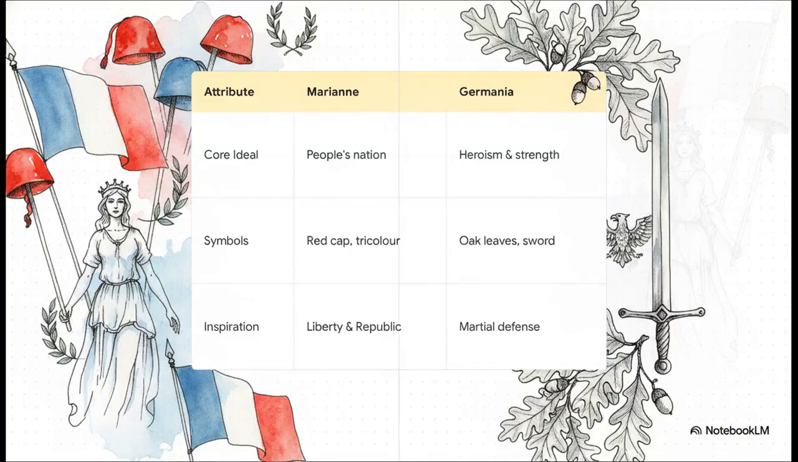When we put Marianne and Germania side by side like this, the contrast is kind of wild. France's core ideal was the people's nation, rooted in liberty and the republic, and you see that symbolized by the red cap. Germany's core ideal, on the other hand, was heroism and strength, rooted in martial defense, which is perfectly symbolized by those oak leaves and the armor. It's a brilliant visual summary of two very different national psyches from that era.